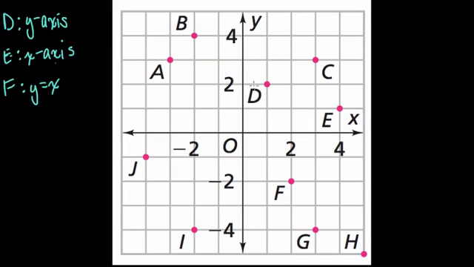Okay, so we have this graph here, and we're looking at three different things. We want to know what happens to point D if we reflect it on the y-axis, what happens to point E if we reflect it on the x-axis, and what happens to the point F if we reflect it on the line y equals x. So let's go through this.